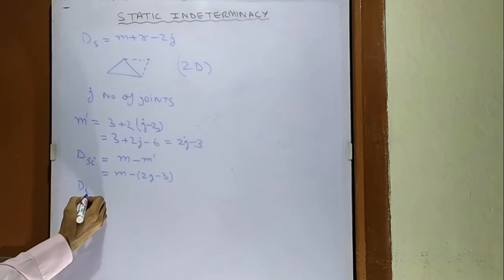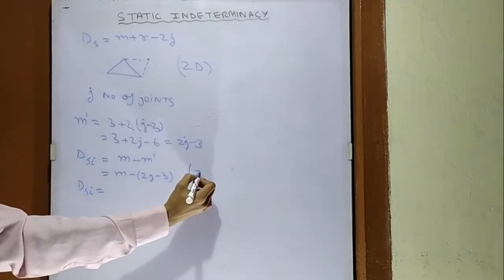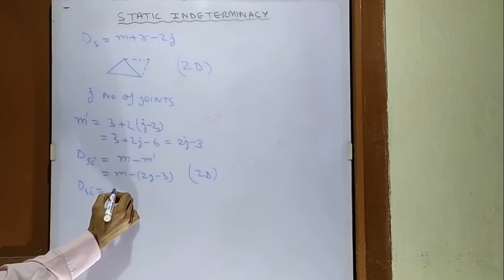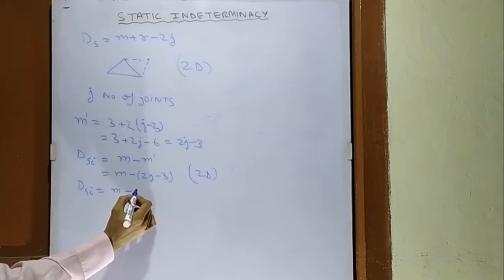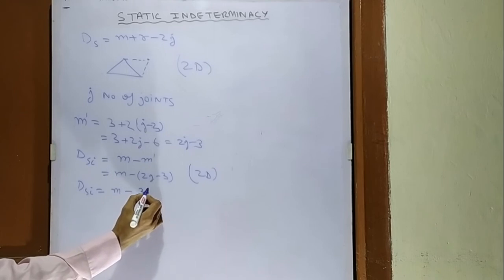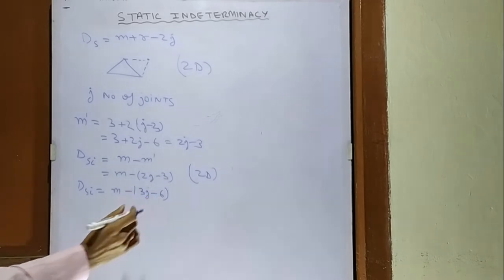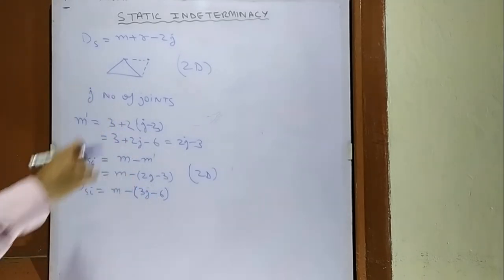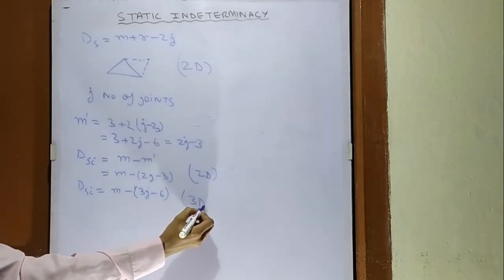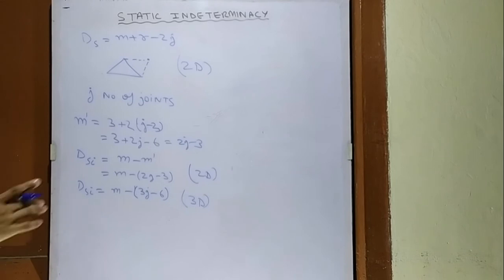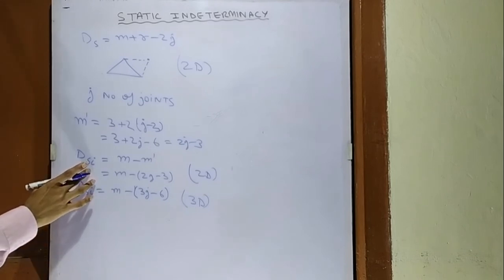And in 3D, what will be the formula? This is for 2D, and in 3D m will remain the same, but there will be 3j minus 6. Okay, you can derive it similarly for a 3D case. Now this is for 3D. Now this is our static internal indeterminacy.